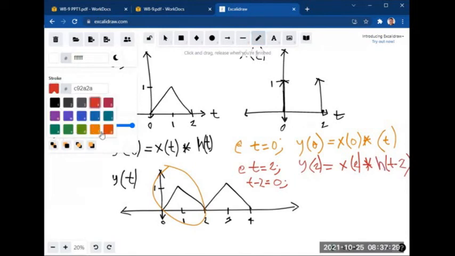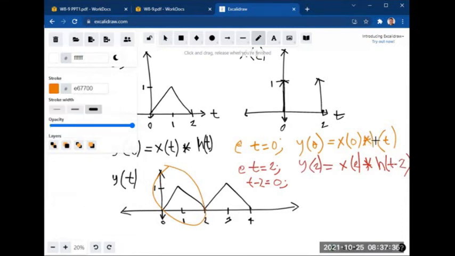Since the impulse signal moved from 0 to 2, so t minus 2. Here, the impulse signal is still at 0, so there's no change in t. Okay, and then the convolved signal, which is y of t, is the sum of all the output signals, which is y of 0 plus y of 2. So this is the output.